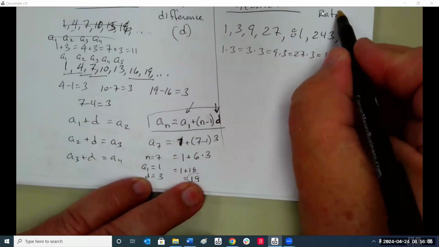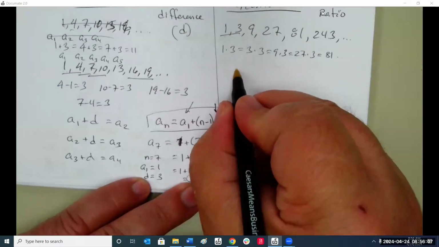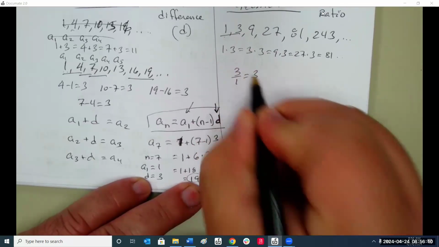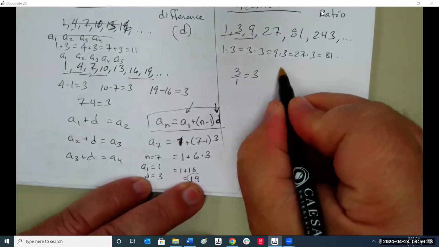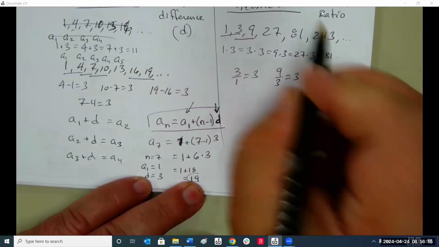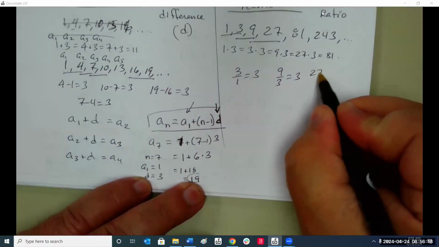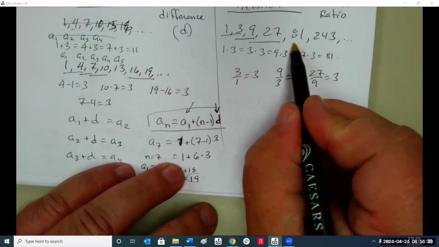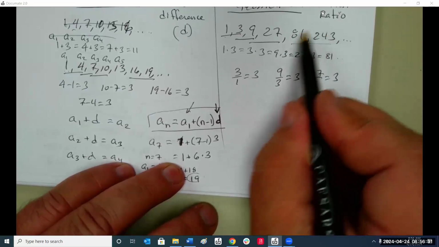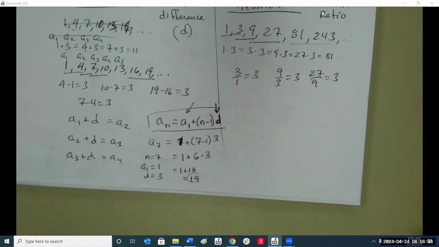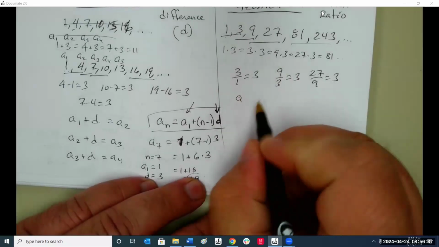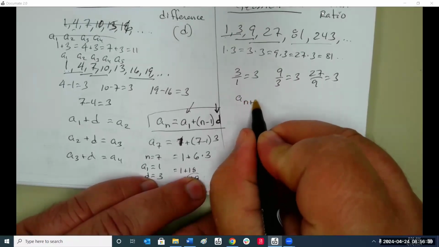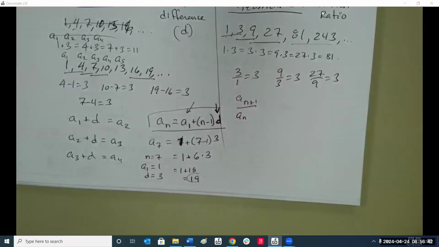So the common ratio is, if we took these terms, 3 divided by 1, we get 3. 9 divided by 3 is 3. 27 divided by 9 is 3. That's the common ratio. We would take any two numbers that are next to each other in a sequence, take the bigger one divided by the smaller one, and it should always be the same. Formulaically, it's a sub n plus 1 over a sub n.